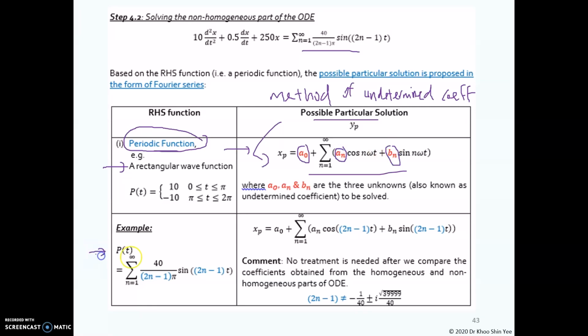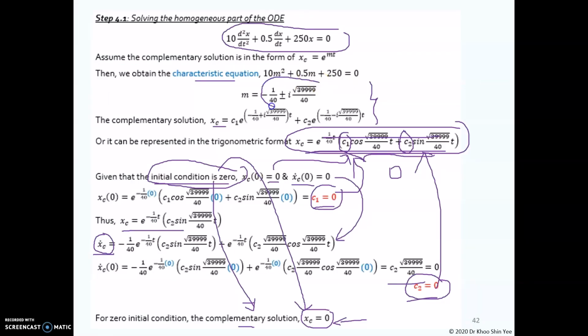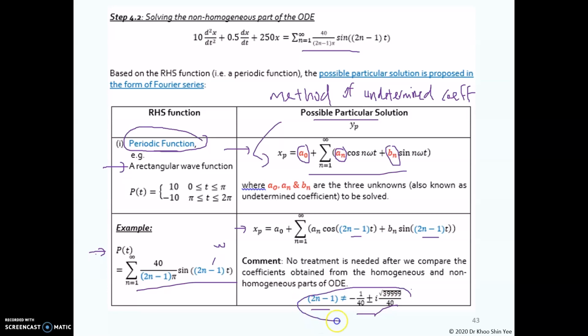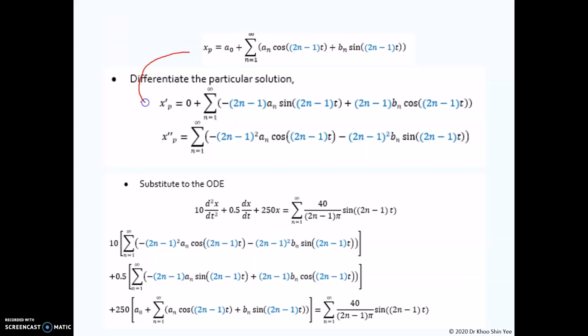For example, since your periodic force is equal to this series, your particular solution will be equal to this, where we can replace the omega equal to 2n minus 1 here. 2n minus 1 is not equal to this, which is the root of the characteristic equation that you solved in the homogeneous part previously. Since they are not equal, no treatment is needed, and this is the actual particular solution. So first of all, you need to differentiate xp into xp prime.